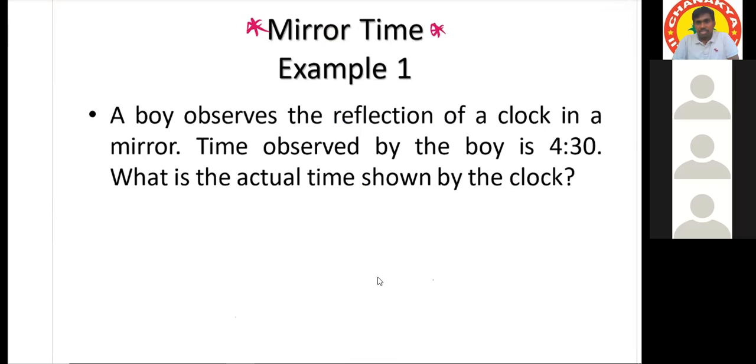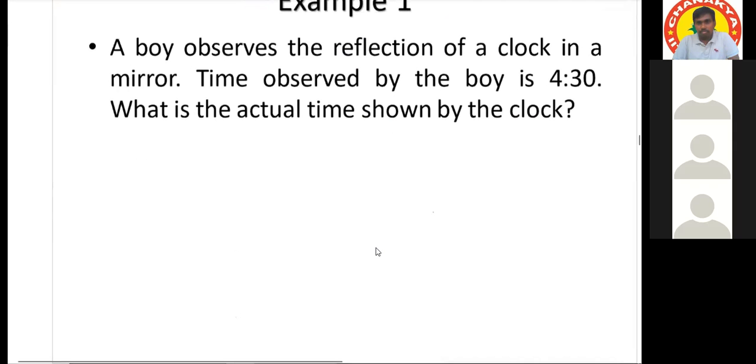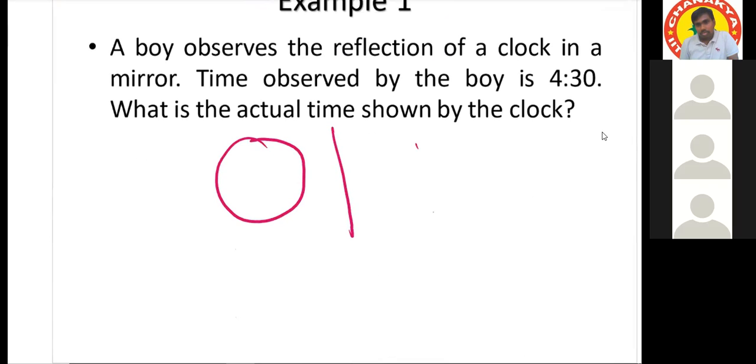A boy observes the reflection of a clock in a mirror. Time observed by the boy is 4:30. What is the actual time shown by the clock? Sir, my answer, 7:30? No, I think it's 4:30, sir, because I also experienced this phenomenon. No, in that clock, no digits are mentioned. Only points, divisions are mentioned. No numbers are mentioned in that clock. Okay, sir. 8:30.